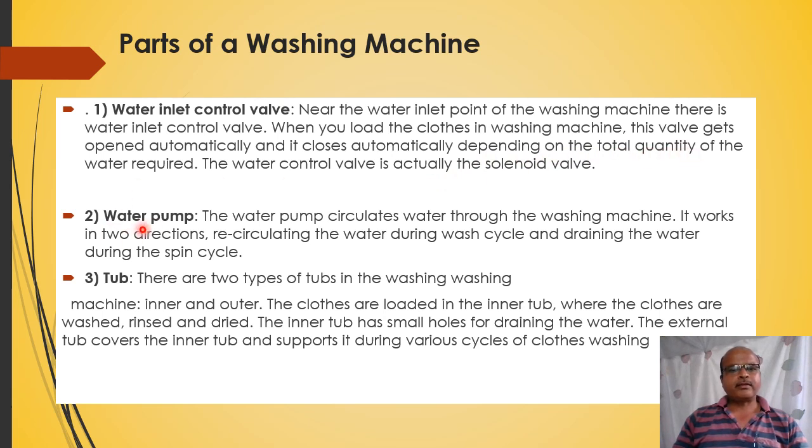The next part is the water pump. The water pump circulates water through the washing machine. It works in two directions, recirculating the water during the wash cycle and draining the water during the spin cycle. Then next is the tub. So there are two types of tub in a washing machine.